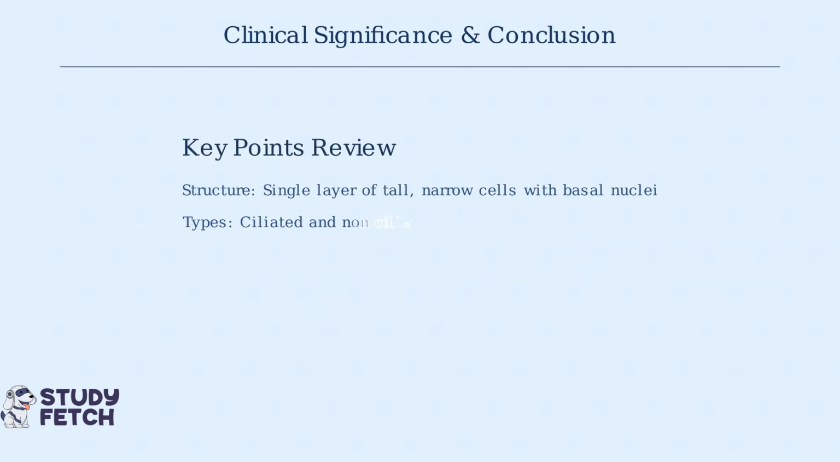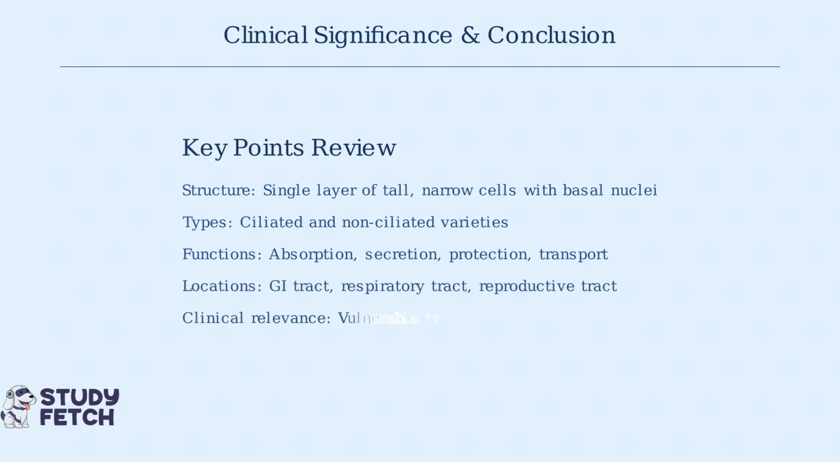Let's review the key points about simple columnar epithelium. It consists of a single layer of tall, narrow cells with basal nuclei. It can be ciliated or non-ciliated. Its functions include absorption, secretion, protection, and transport. It's found in the gastrointestinal tract, respiratory tract, and reproductive tract, and it's clinically relevant due to its vulnerability to inflammation and infection.